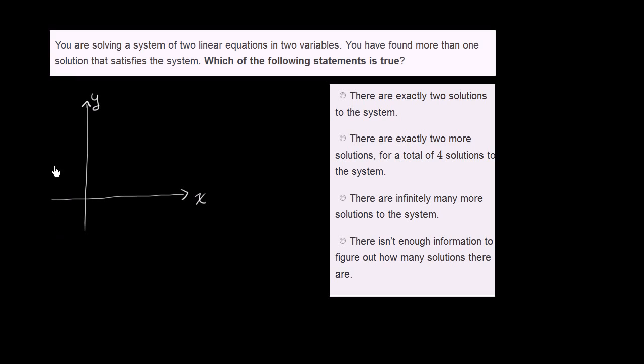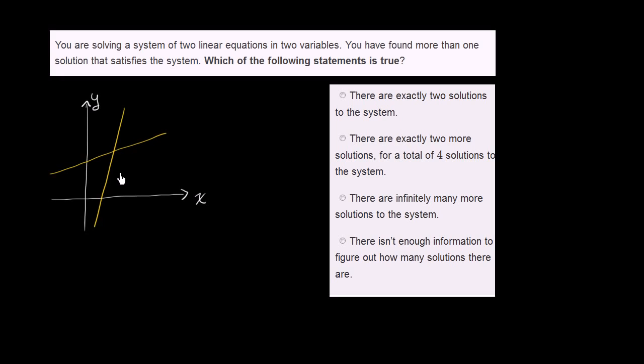There's another scenario where they intersect in exactly one place. There's one point, one xy coordinate right over there that satisfies both of these constraints. But this also is not the scenario they're talking about. They're telling us that you have found more than one solution that satisfies the system. So this isn't the scenario either. So the only other scenario that we can have, we don't have parallel lines that don't intersect. We don't have lines that only intersect in one place.